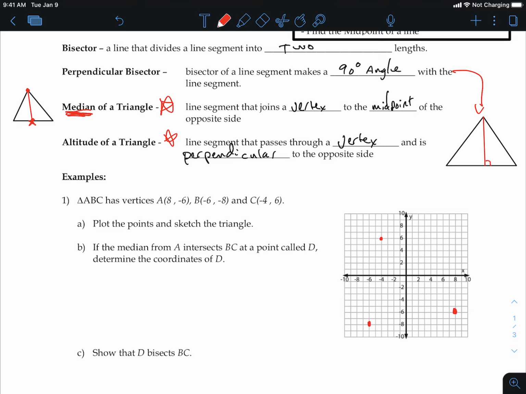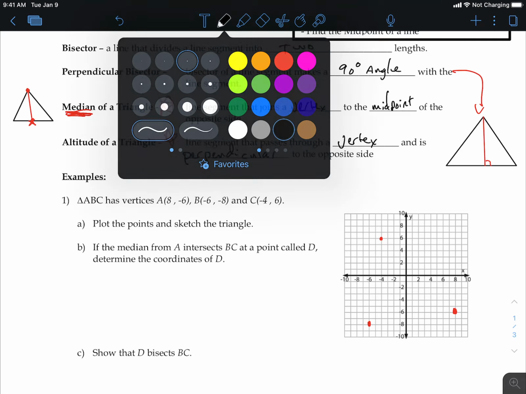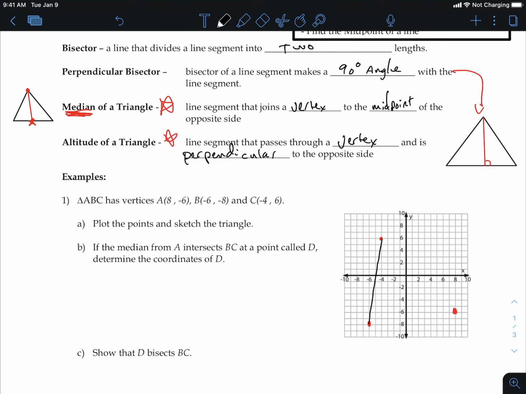Okay, here's your triangle. So we can draw that. Any issues? All we've done is plot points, so I guess you could label them A, B, and C. Okay? So there you go. Let's do the next part.